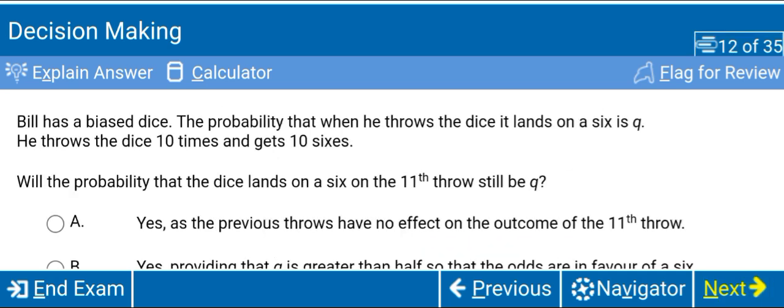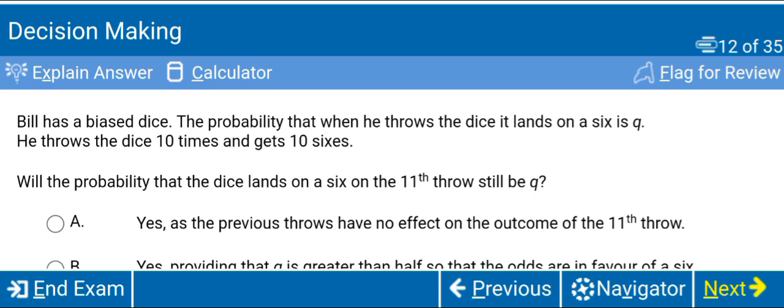Next we have question number 12. It says Bill has a biased dice. The probability that when he throws the dice it lands on a 6 is Q. He throws the dice 10 times and gets 10 sixes. So will the probability that the dice lands on a 6 on the 11th throw still be Q?